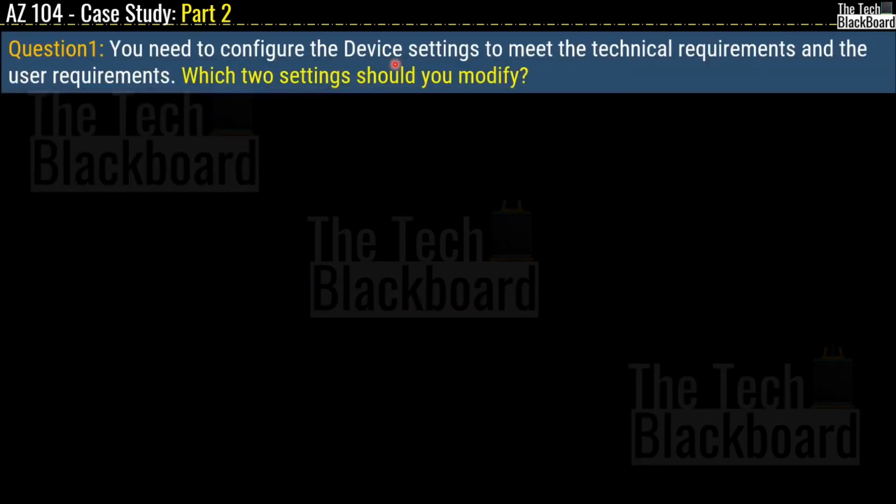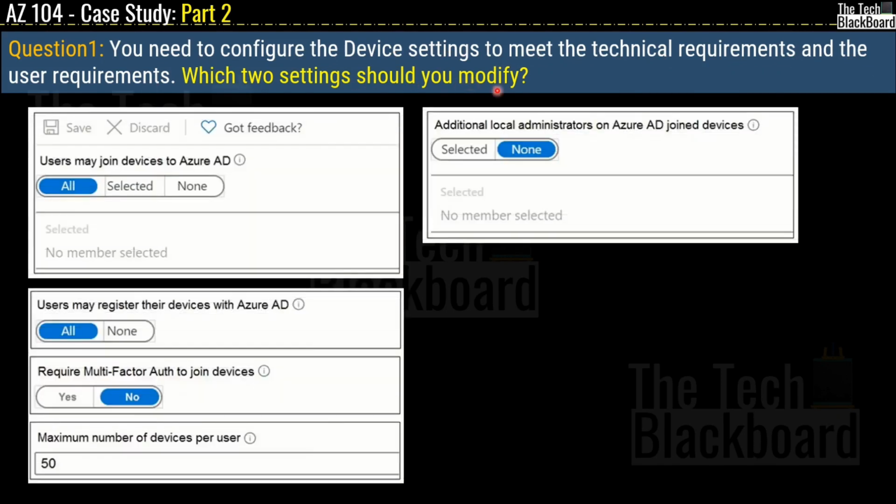So here comes our first question, which says that you need to configure the device settings to meet the technical requirements and the user requirements. Which 2 settings should you modify? And here you can see that we are given some of the settings from the Azure portal, and out of all these settings, you have to choose 2 settings that will meet the technical requirements and the user requirements.